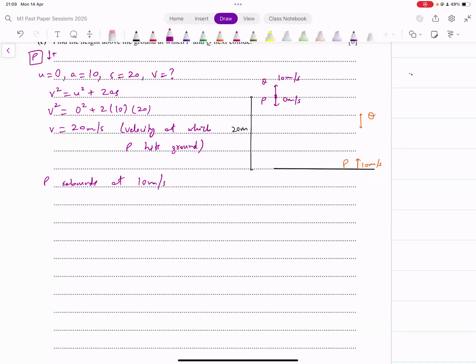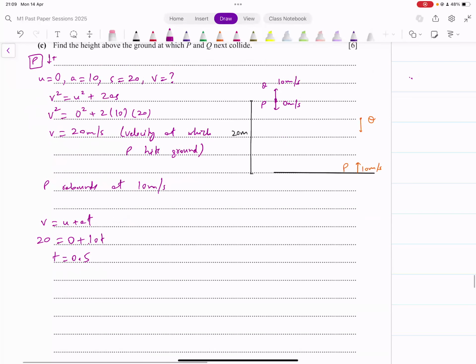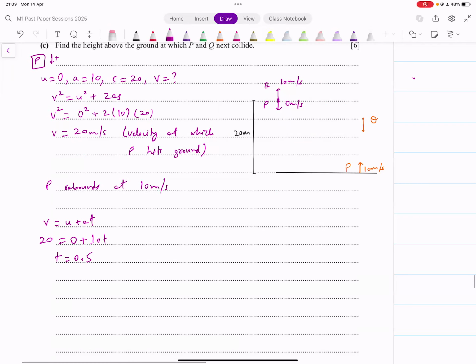V equals U plus AT. Final velocity was 20 equals U, that's 0, plus 10 times T. So the time that P took to hit the ground was 0.5 seconds. Okay. So P hit the ground in 0.5 seconds. Now in that time, Q would have already moved somewhere. Let's think about that now. How much did Q move? This was for P, right? What about Q? What was happening to Q at the same time?